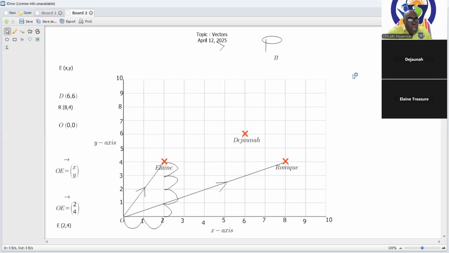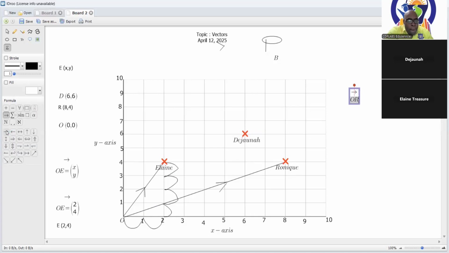and I'm going to put it on this side over here. So vector OR, this time would be 8 on the x-axis and 4 on the y-axis. All right.